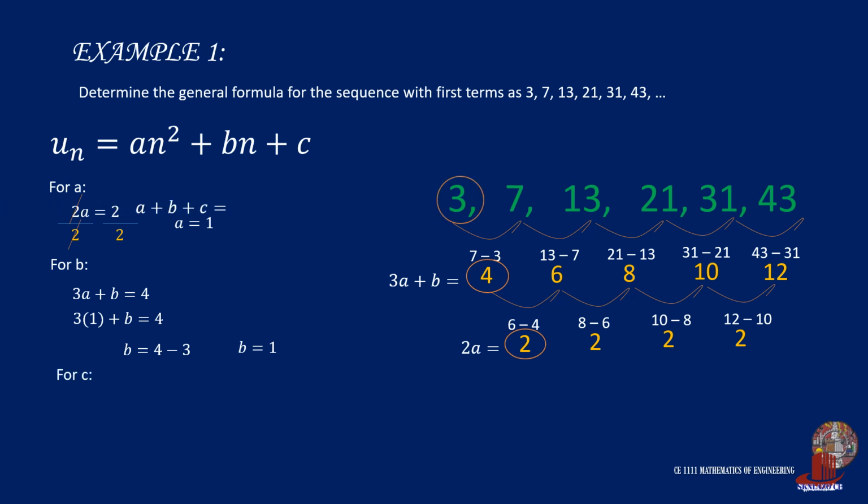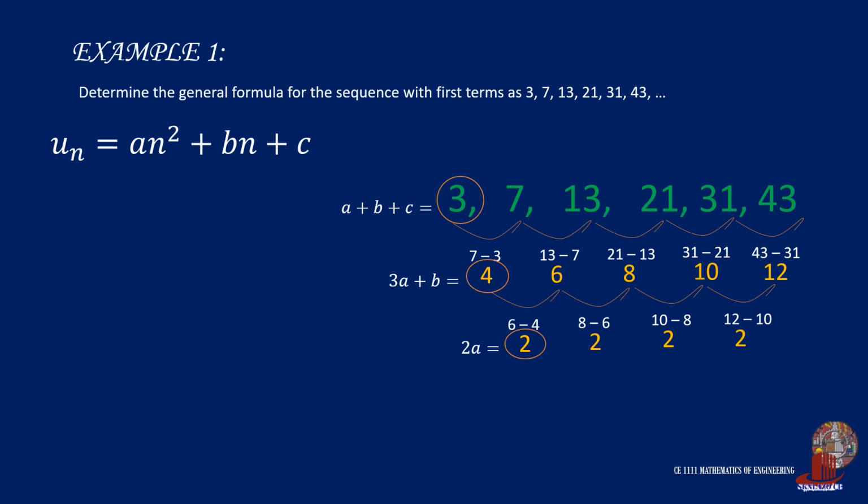And then c is taken by equating the first term of the sequence with a plus b plus c. Thus we have a plus b plus c is equal to 3. Substitute values of a and b into the equation to get 1 plus 1 plus c is equal to 3. And again transpose 2 to the other side to get c is equal to 1. Now we are ready to plug the values into the equation. Thus u sub n is equal to 1 times n squared plus 1 times n plus 1, which is simplified as u sub n is equal to n squared plus n plus 1.